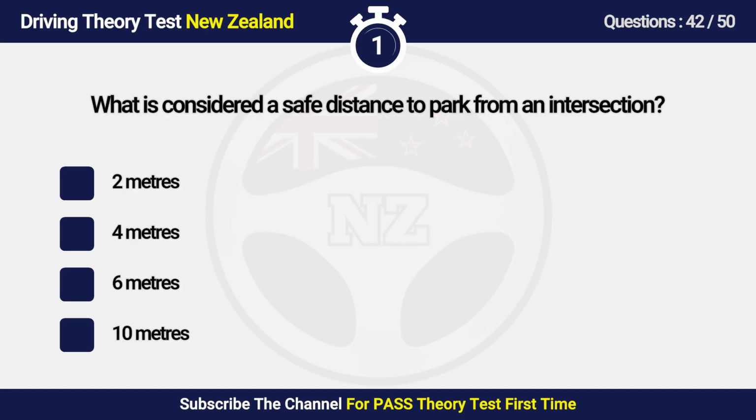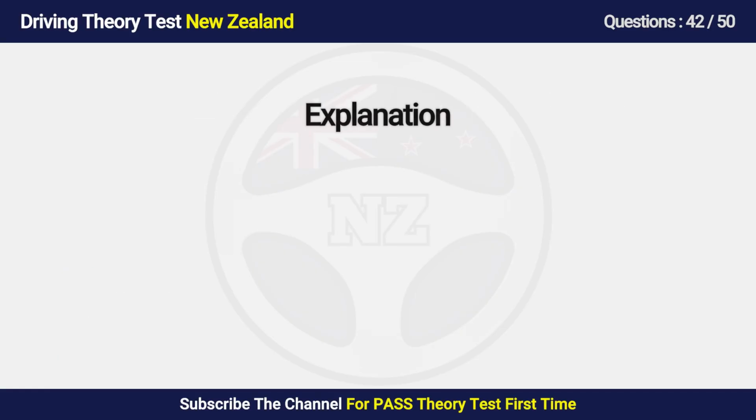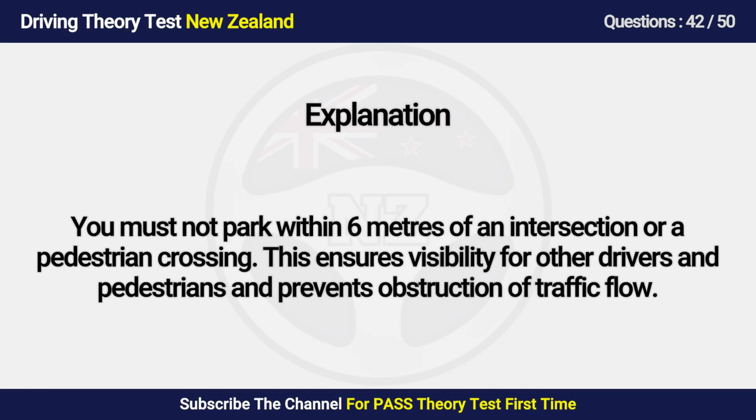Answers is C. 6 meters. You must not park within 6 meters of an intersection or a pedestrian crossing. This ensures visibility for other drivers and pedestrians and prevents obstruction of traffic flow.